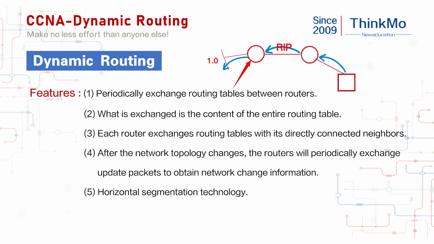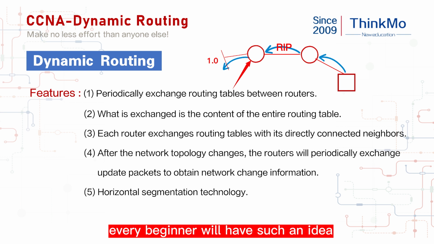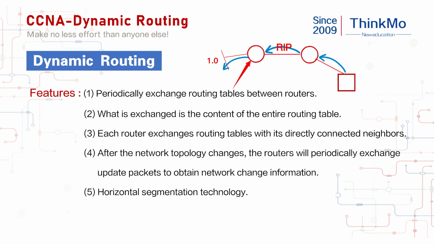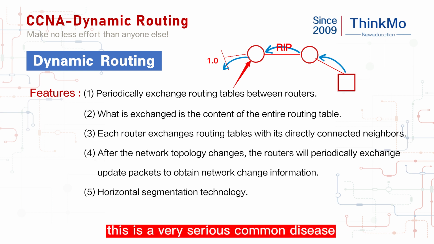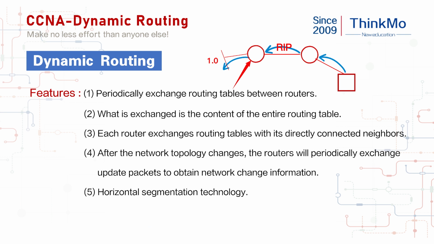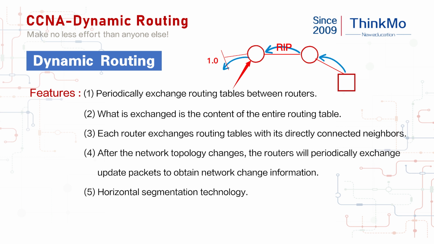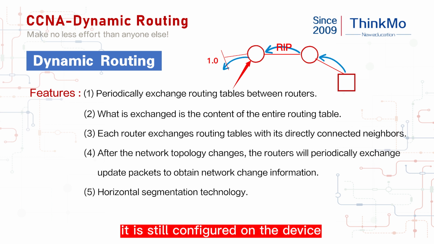You may think, it's okay to waste some of this. In fact, every beginner will have such an idea. But this is not okay for the network. For a protocol, this is a very serious common disease. This is absolutely not allowed to exist. Because it is a protocol, it is necessary to consider various optimization problems in the network. RIP optimizes every small link very poorly. So this protocol is now gone. Of course, it is still configured on the device, but this thing is useless.